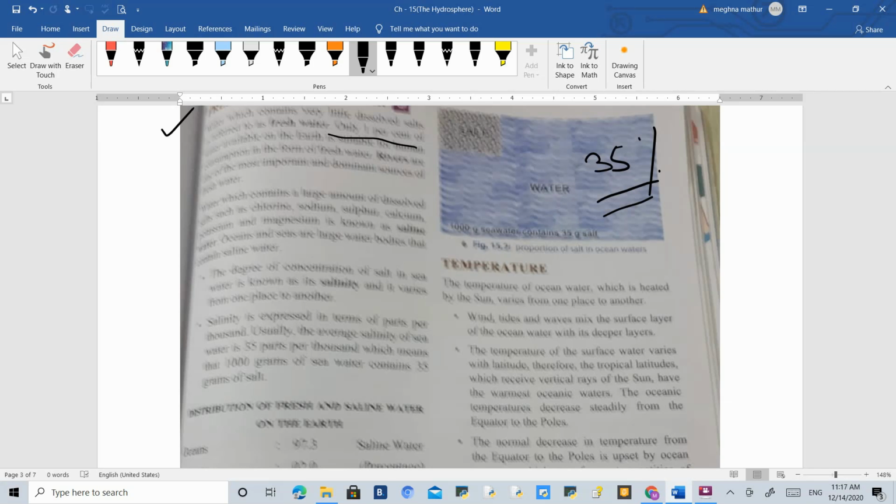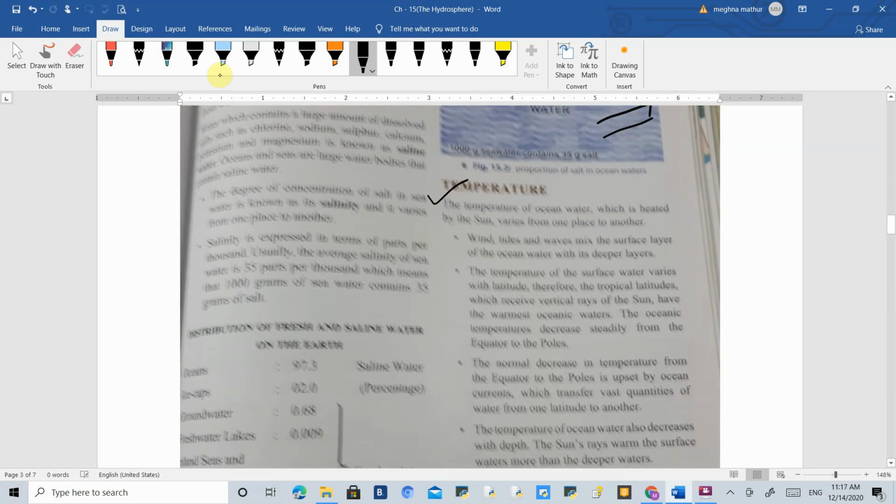Okay, now the temperature of the water. Now see, wherever you go, the temperature of the water will vary. Somewhere you will find very hot water, somewhere you will find very cold water. So what does it depend upon? The temperature of the water depends upon many factors which have been listed over here. We will read them one by one.